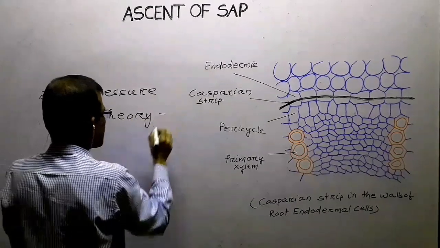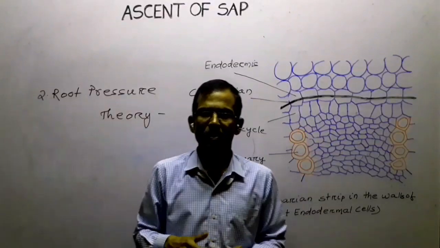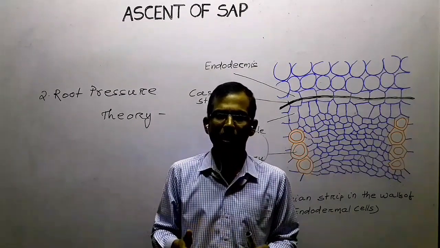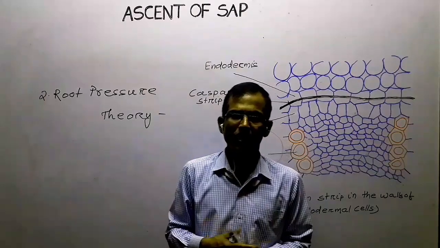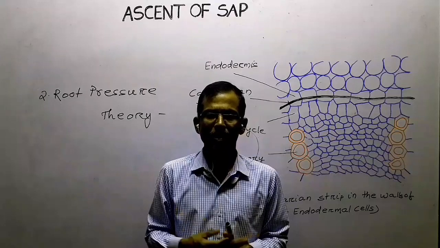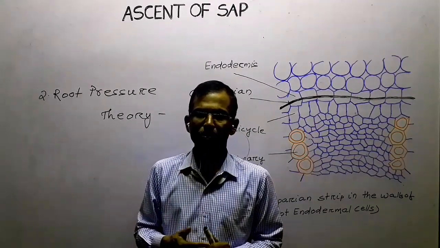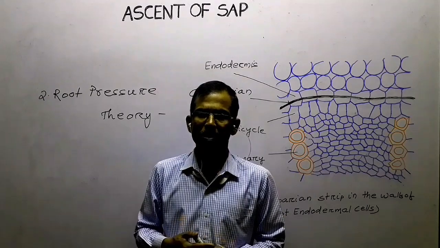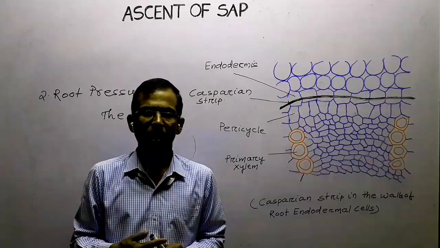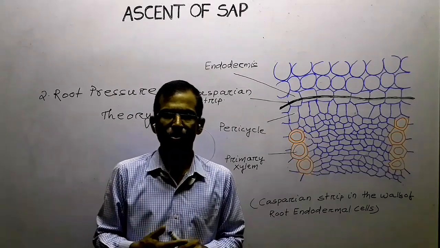If the stem of a well-watered herbaceous plant is cut off above the soil line, xylem sap will come out from the cut surface. This exudation of sap may continue even for some hours. This indicates the presence of a positive pressure in the system. This pressure is known as root pressure because it originates in the root.